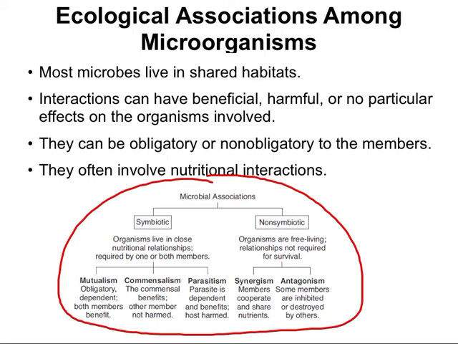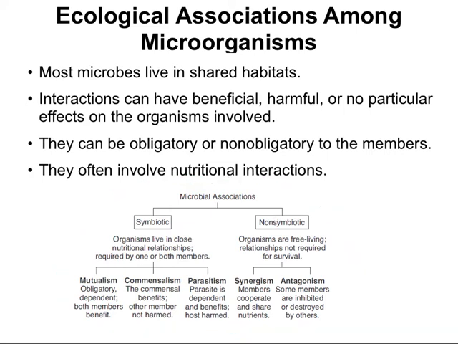They can either be symbiotic or non-symbiotic. Symbiotic means that the organisms live in close nutritional relationships. This relationship is required by either one or both members. In a non-symbiotic relationship, the organisms are free living, and the relationships are not required for survival, but could be advantageous. Let's take a closer look.